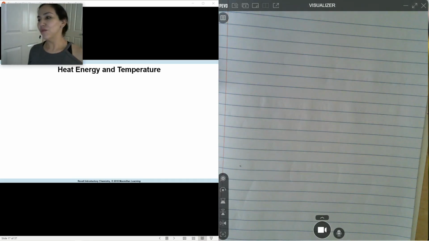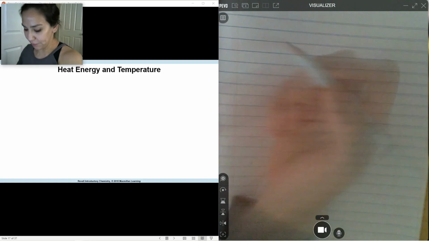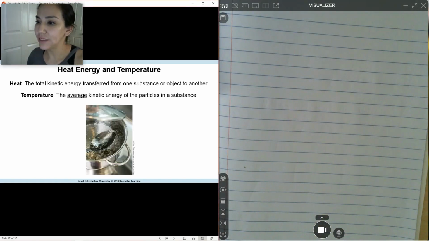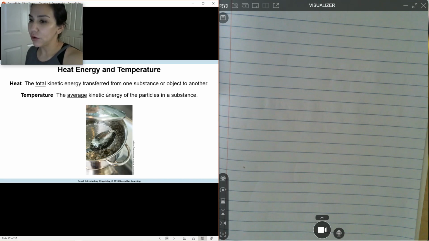Right, you guys, so we're going to go over heat and energy for temperature, and I want to note a couple of different things with heat and temperature. Heat is the total kinetic energy transfer from one substance to another, while temperature is just the average kinetic energy of the particles in the substance. What does that even mean?